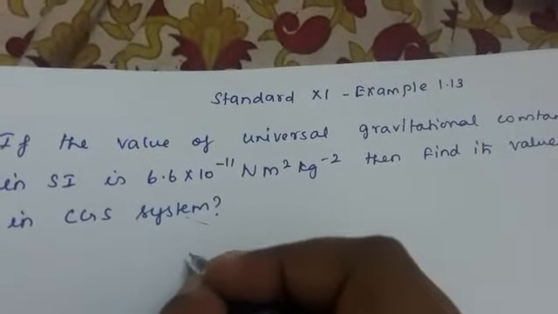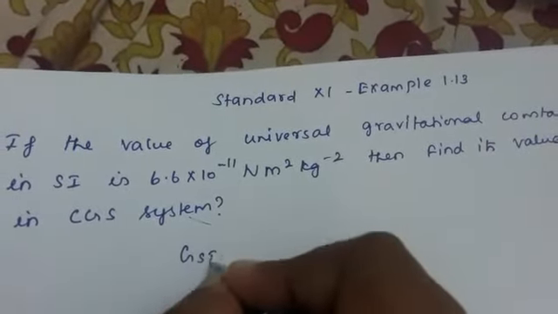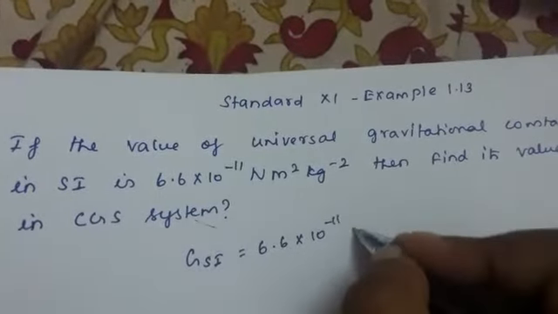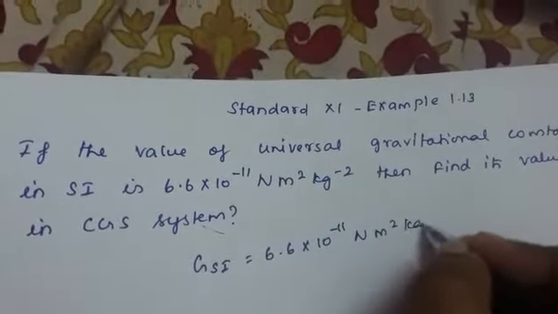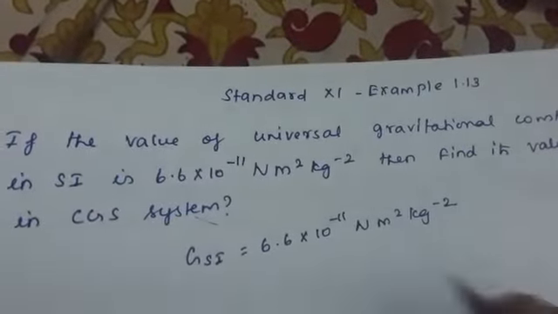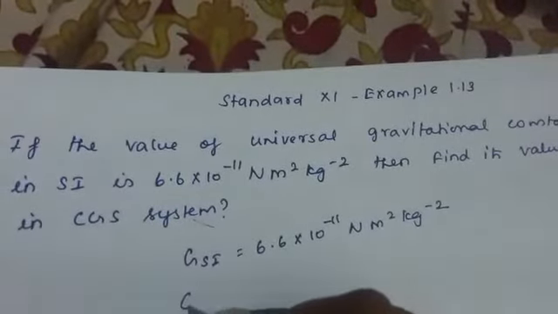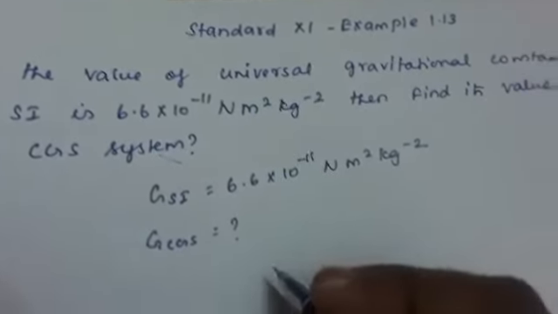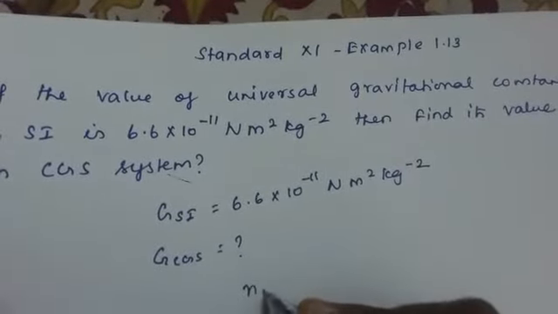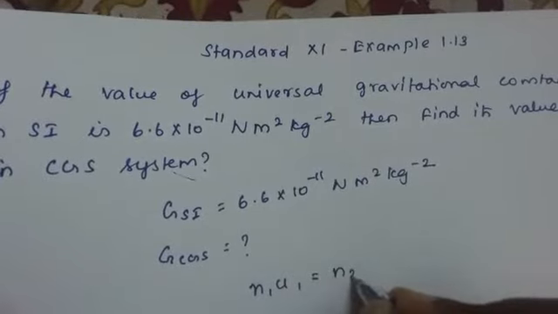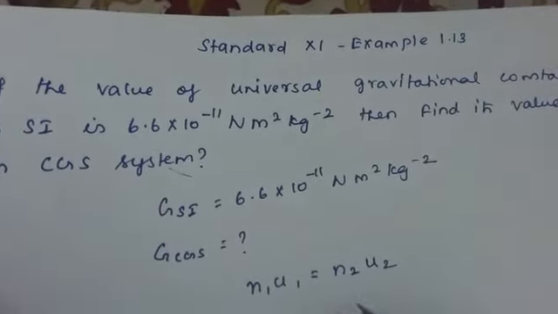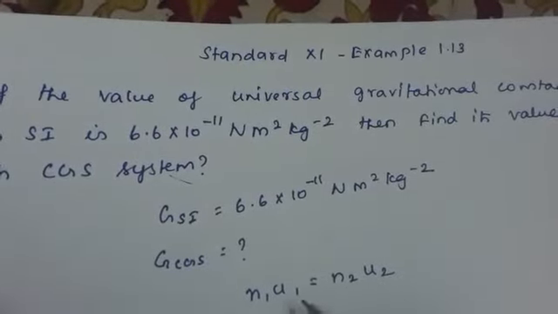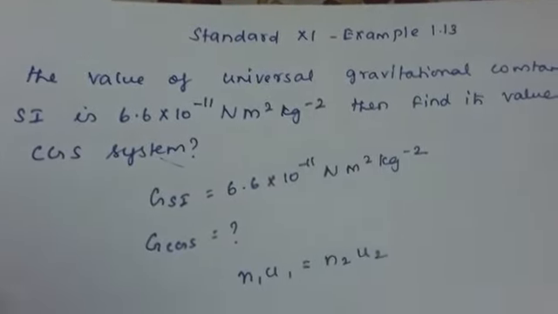So we can write the given value, that is G in SI is equal to 6.6 into 10 raised to minus 11 Newton meter square kilogram raised to minus 2. So what you have to find out is G in CGS. Now I am going to use the formula N1 U1 is equal to N2 U2. N1 and N2 are the numerical values of G. U1 and U2 are the unit of measurement of quantity.